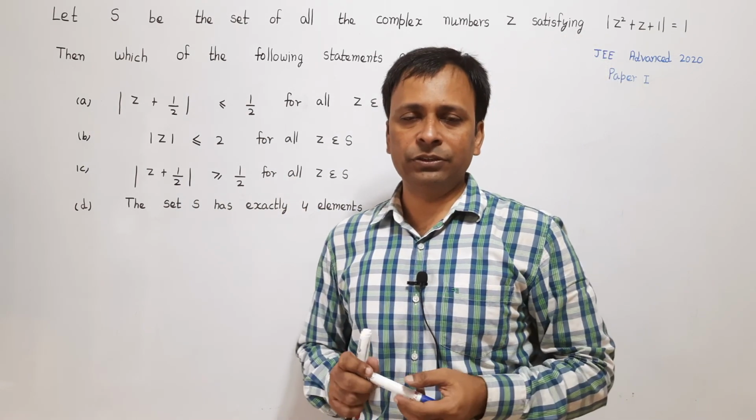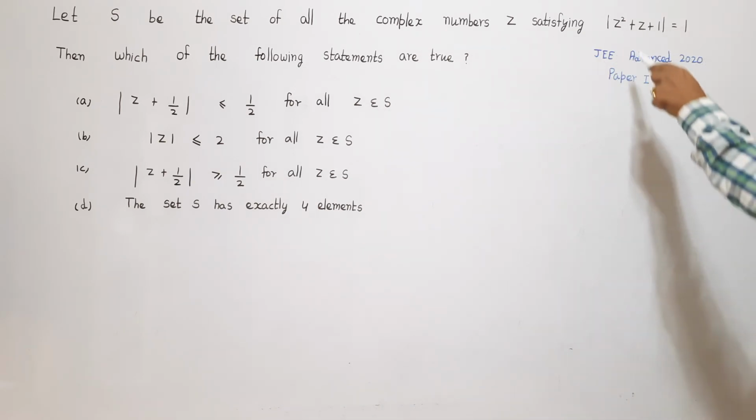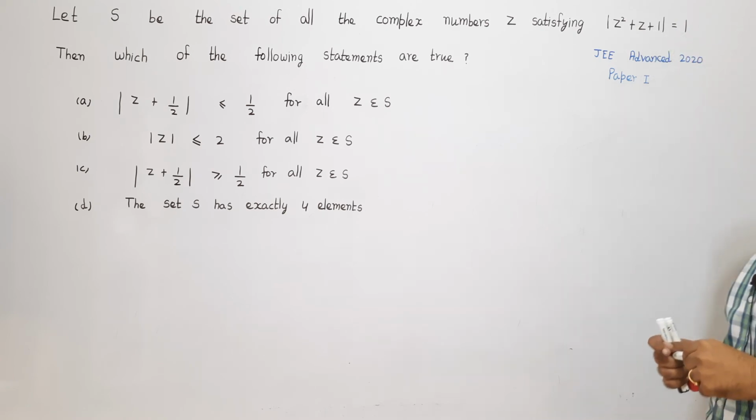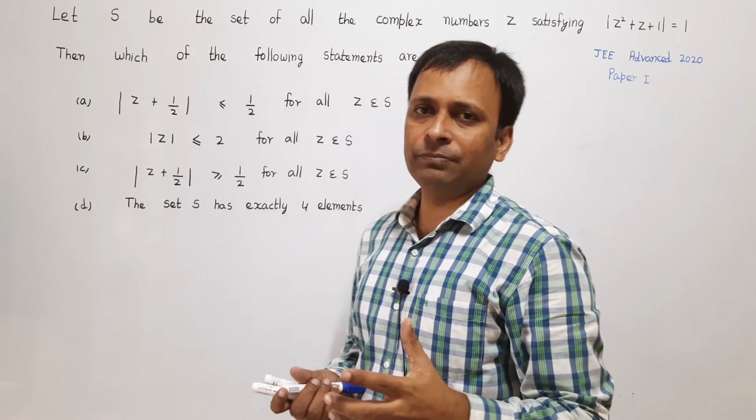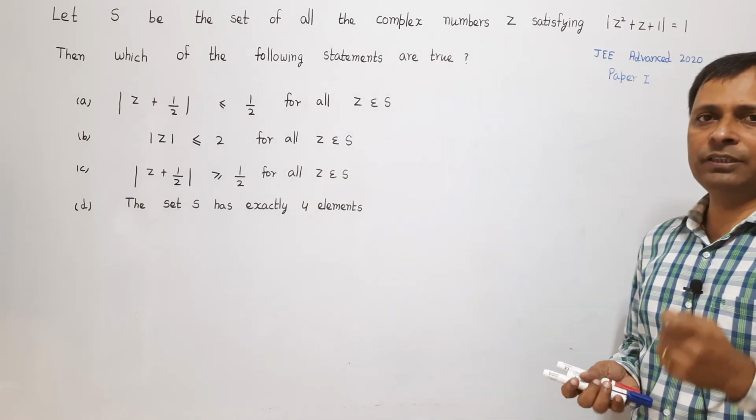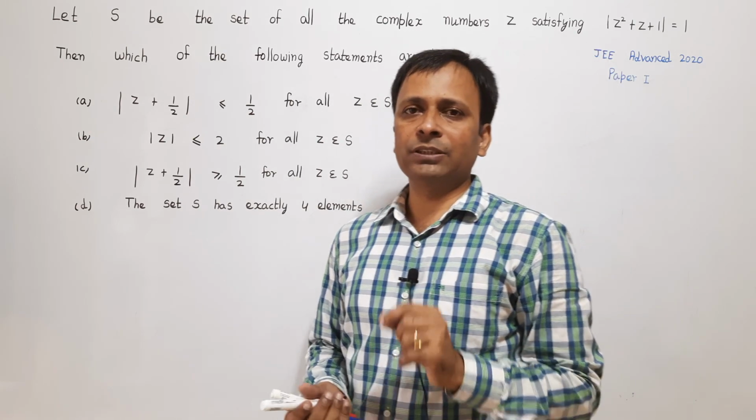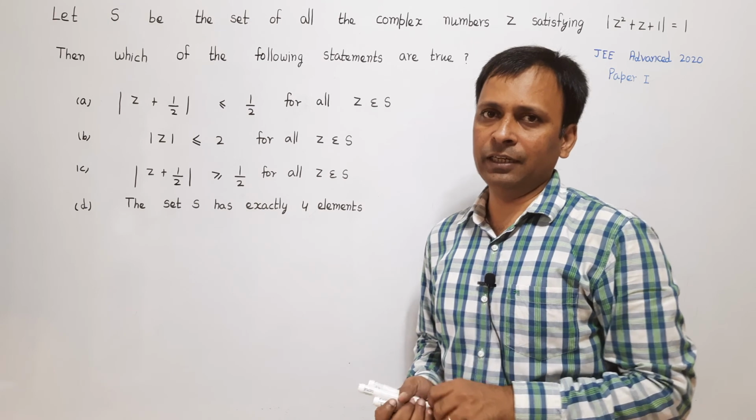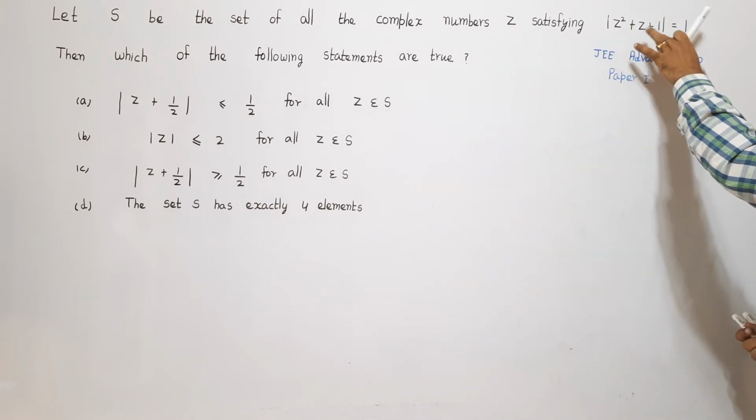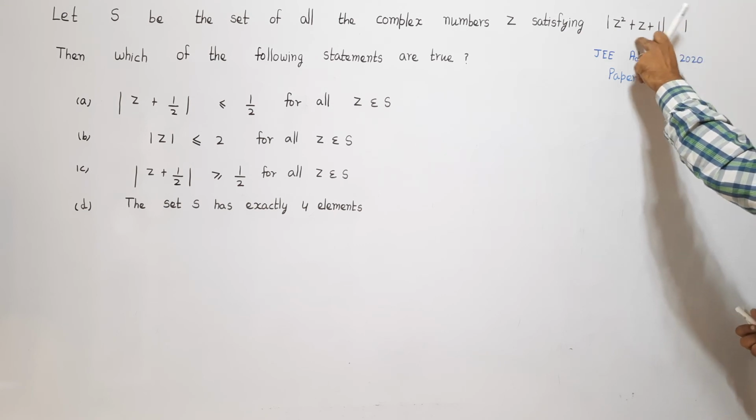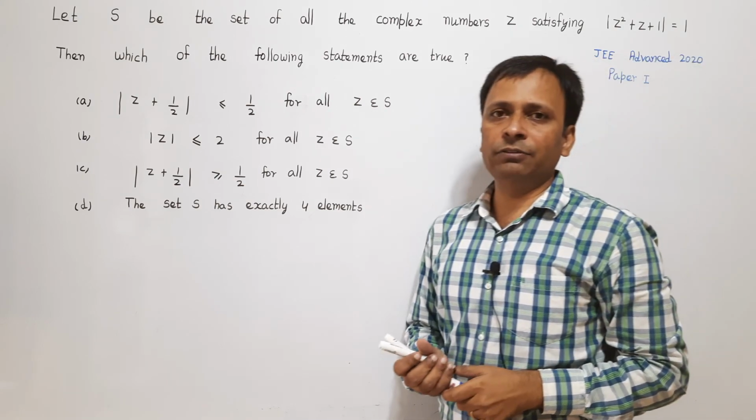So how will we start this question? Now one way to look at it is, we have been given mod of Z square plus Z plus 1 equal to 1. That means if any particular complex number Z is having the mod equal to 1, then we can write that particular complex number as e to the power iota theta. That means if I want to remove the mod from the left hand side, I can replace this 1 by e to the power iota theta, so that we have Z square plus Z plus 1 equal to e to the power iota theta.